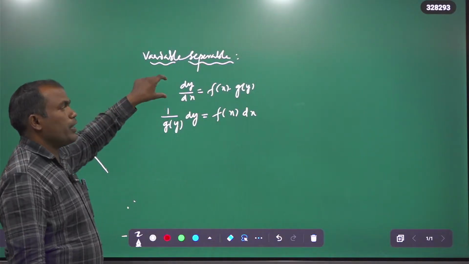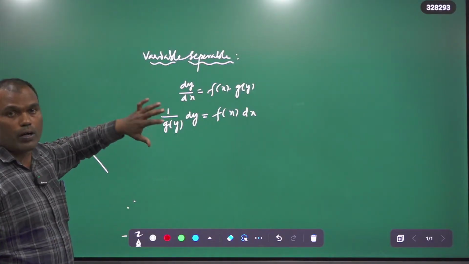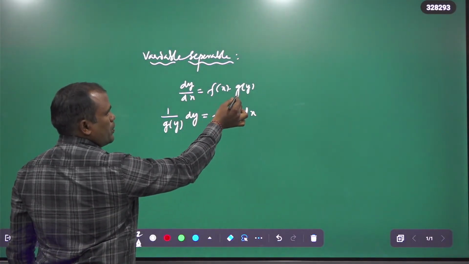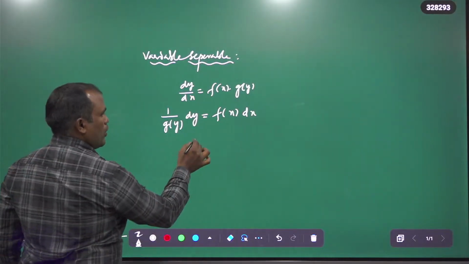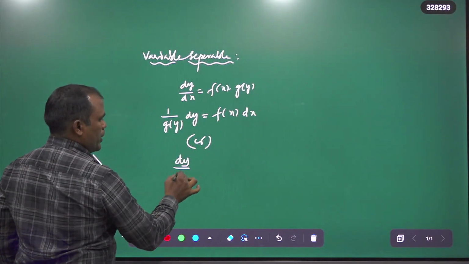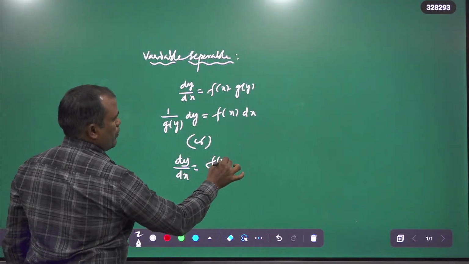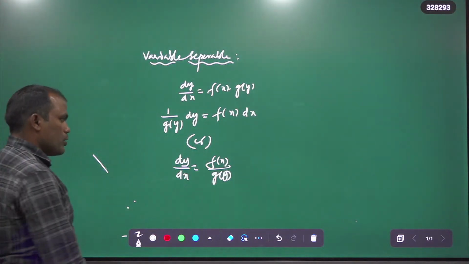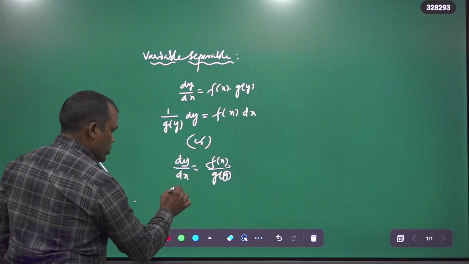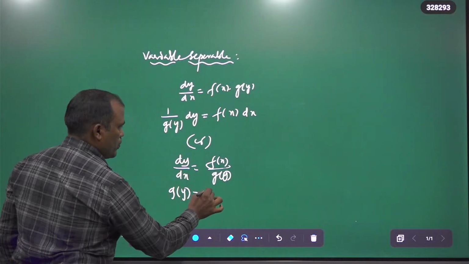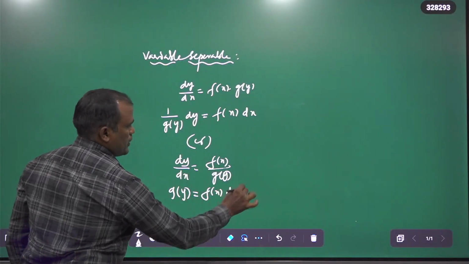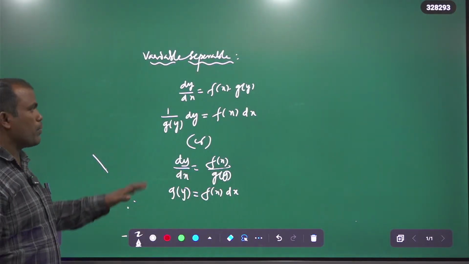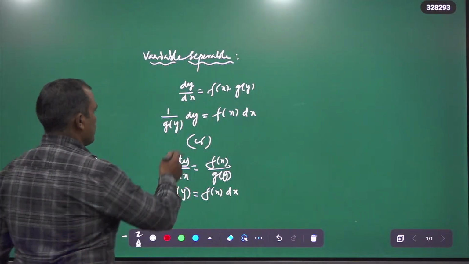So whenever a differential equation is of the form dy by dx equal to f of x into g of y, or one more example, dy by dx equal to f of x by g of y, then variable separable means g of y into dy equal to f of x into dx. This is the variable separable procedure.